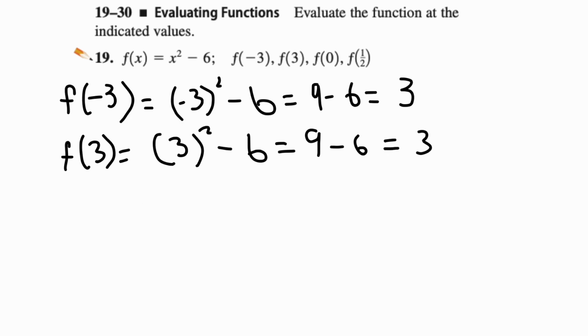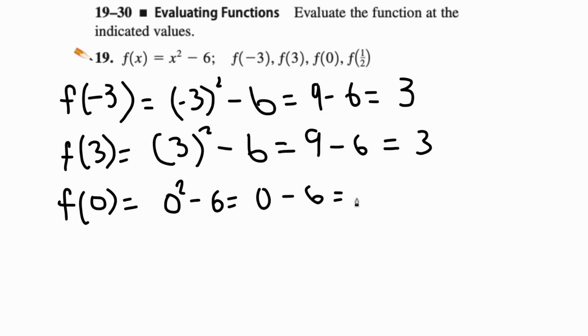Now let's do f(0). Now we just plug in 0 into the equation. 0 squared minus 6. 0 squared would equal 0, obviously, and then minus 6. So 0 minus 6 would equal -6. So for x value 0, it would be -6. Now, lastly, let's do f(1/2).